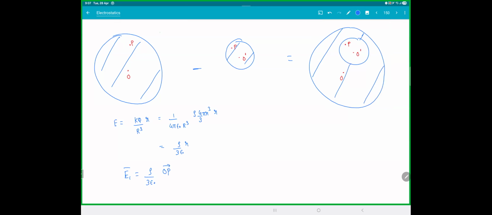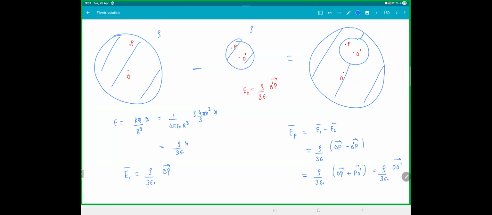Now, luckily, both of them have the same rho. The charge is different, radius is different, but the rho is same. So for this guy, the field will be E2, which is rho by 3 epsilon O dash P bar. So the field inside the cavity at any point P must be the field E1 bar minus E2 bar. And rho by 3 epsilon is common, and you end up with OP bar minus O dash P bar. Then you can write O dash P bar as OP bar plus P O dash bar. And that's nothing but rho by 3 epsilon OO dash bar.